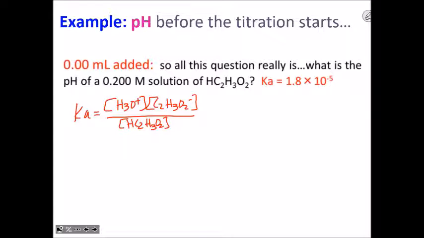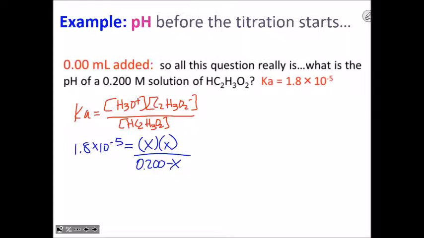Now, if you still need to write out the reaction and set up the rice table, that is fine. If that helps you organize things, I'm okay with you still doing that. But hopefully you've gotten the pattern down enough to where you can go straight to the expression. That means the Ka, 1.8 times 10 to the minus 5 should equal what? X times X on the top, right? Over 0.200 minus X, right?